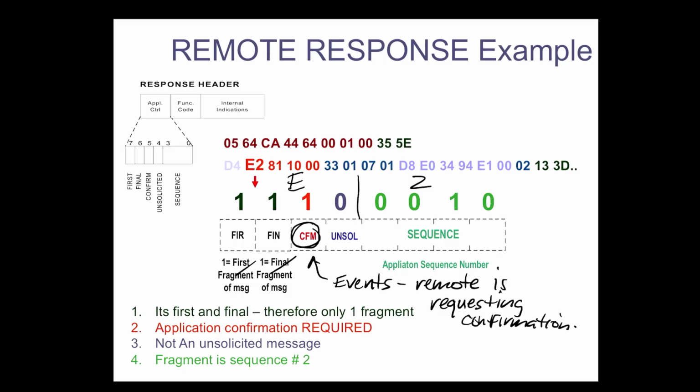So notice how it's looking for confirmation, and that's indicated by the 1 here. Then, of course, it's not an unsolicited message, so that's a 0, indicating it's not unsolicited. And then you have your fragment sequence number, which is 2 here. Notice, it's not an unsolicited message. This is looking for confirmation, and it's the first and only fragment.